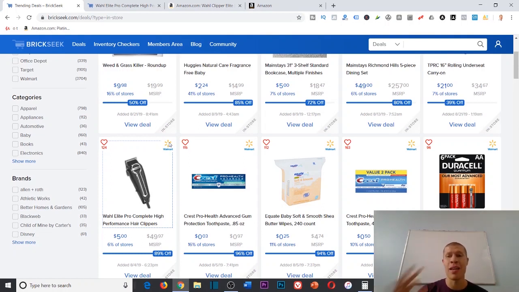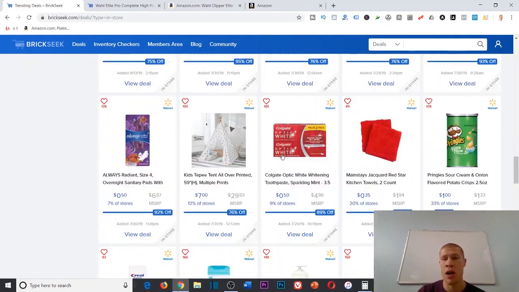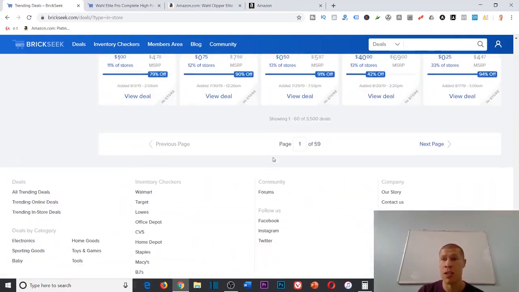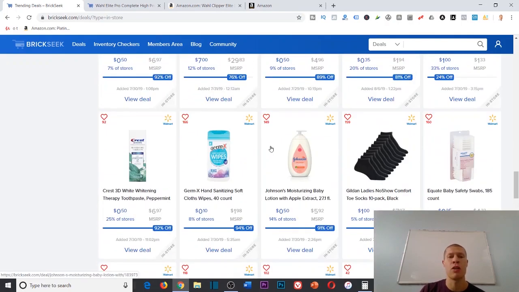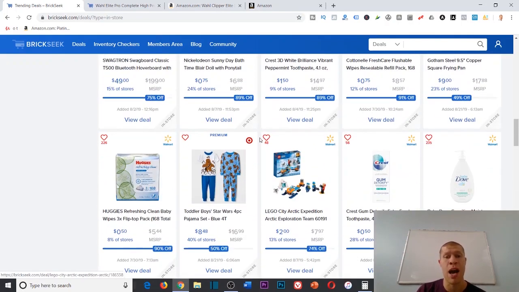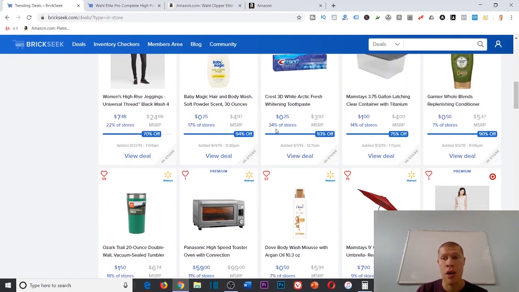So hope you guys like this. There's a number of other potential deals on this website you can source through to do this just the same. I just wanted to find a good example of one product to show you that there's opportunities here on this marketplace with Brickseek, and then you can resell those back on Amazon for a profit.